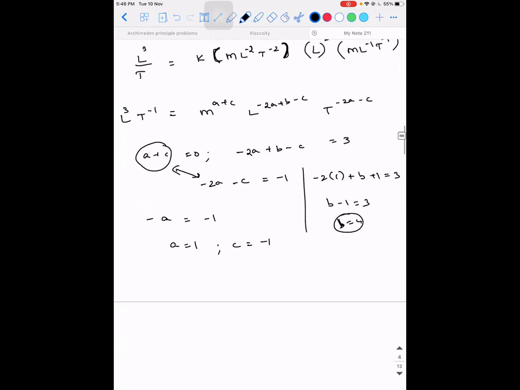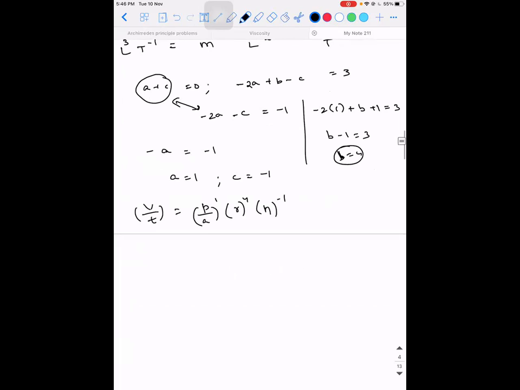So what will be the answer? V by T will be equal to P by L to the power 1, R power 4, neta power minus 1. So K is there. So K into P into R power 4 divided by neta into L. The value of K is experimentally found out. And what is its value? K will be 1 by 8. So if you substitute this 1 by 8 here, it will be P into R power 4 divided by 8 neta into L.